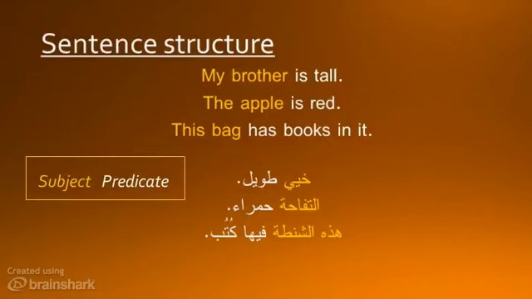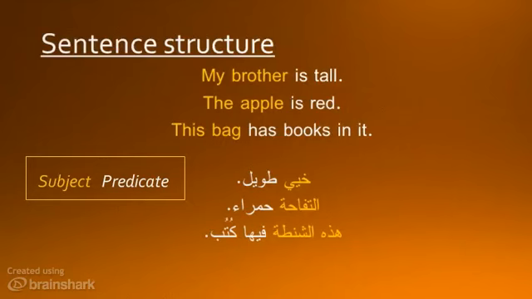Let's talk about sentence structure. There are two basic sentence types in Arabic. You're familiar with one of them, the nominal sentence. Nominal means it begins with a noun. What is a noun? A person, place, or thing. A pronoun, like ana or huwa, can substitute for a noun.